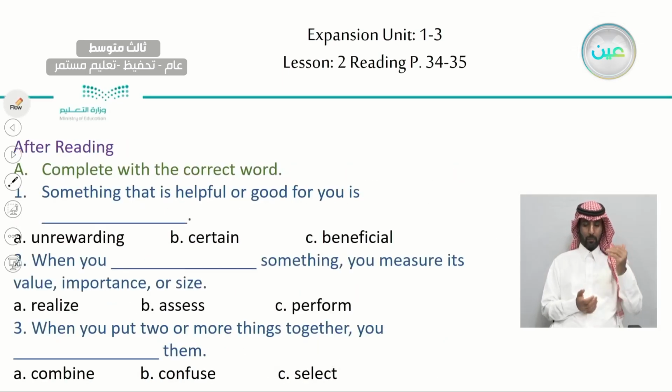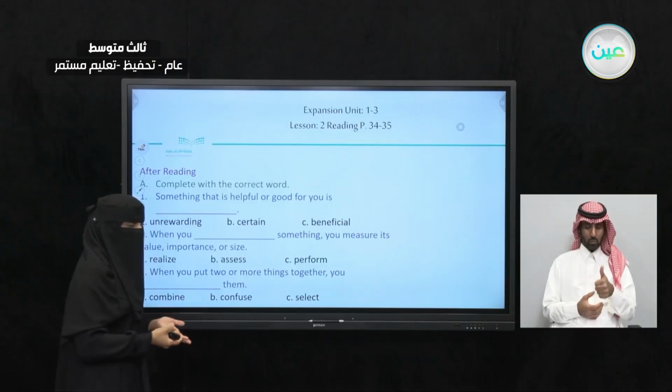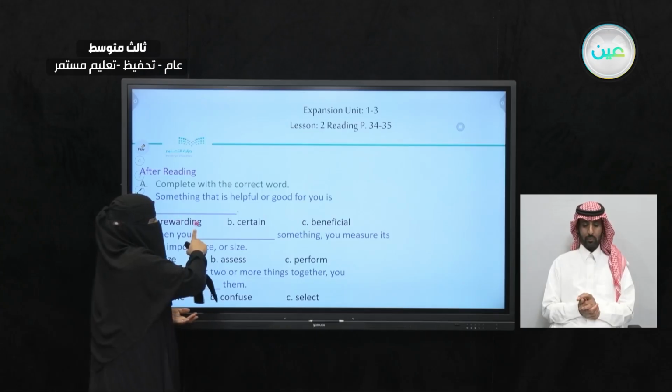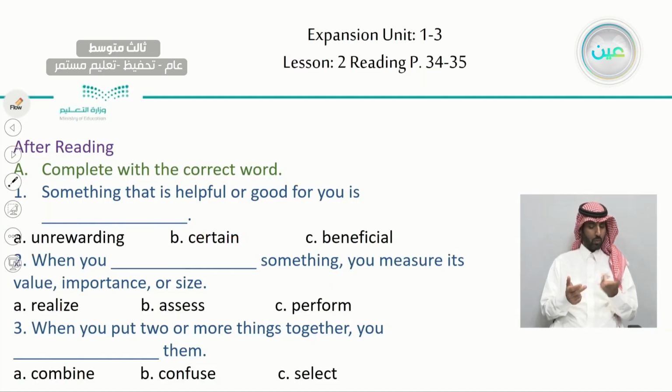Now here we have other questions. They're related to the meaning of words. Complete these statements with the correct word, okay? Number 1, something that is helpful or good for you is what? When something is really good for you, what do we call this thing? Unrewarding, certain, or beneficial. Something is very good for you. We say it's beneficial. Excellent.